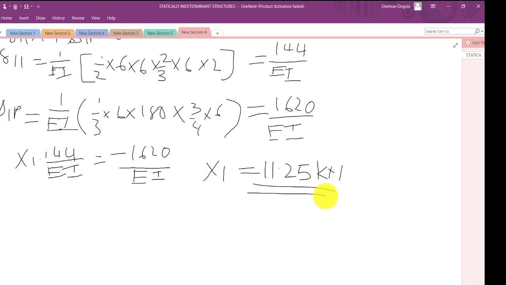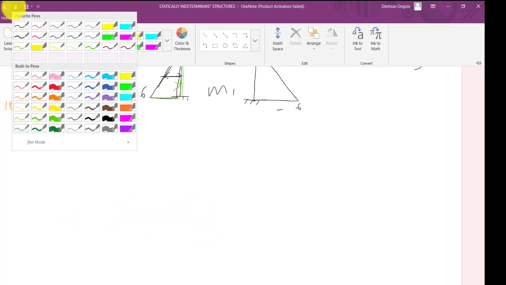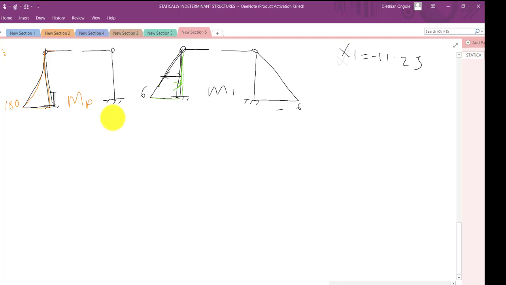So having found this, next we come and draw our final bending moment diagram by superposing the moment on the M1 times x1 with that of the MP. This gives us the final moment on the bending moment diagram. To do the superposition, we have to multiply the x1 times the moments on the M1 diagram. So this would be negative 11.25 times the 6 which is here.